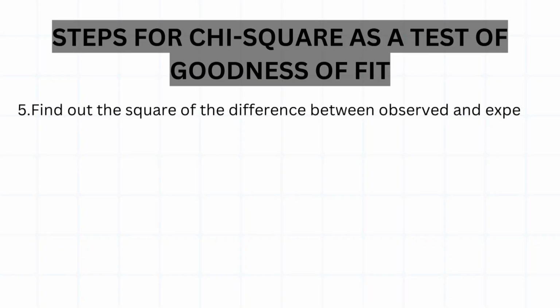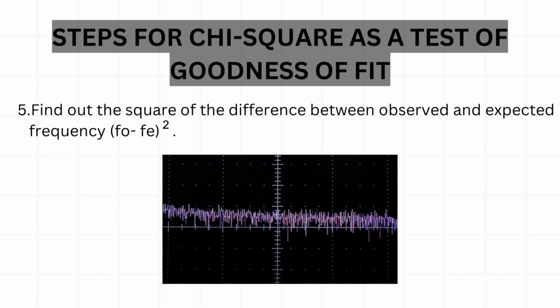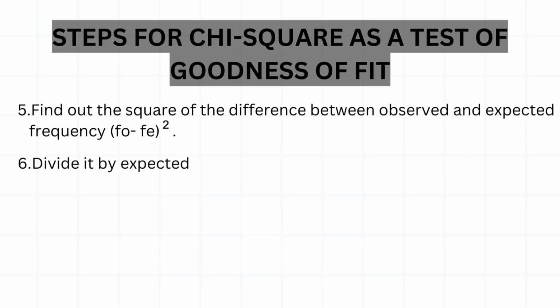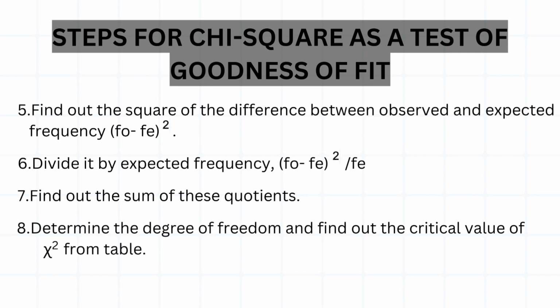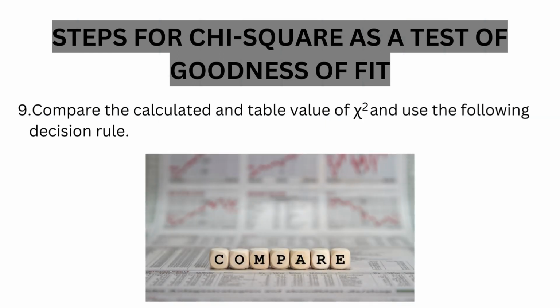And the fifth step is to find out the square of the difference between observed and expected frequency, FO minus FE whole square. Sixth step is to divide it by expected frequency, FO minus FE whole square upon FE. The seventh step is to find out the sum of these quotients. Eighth step is to determine the degree of freedom and find out the critical value of chi square from the table. Ninth step is to compare the calculated and table value of chi square and use the following decision rule.